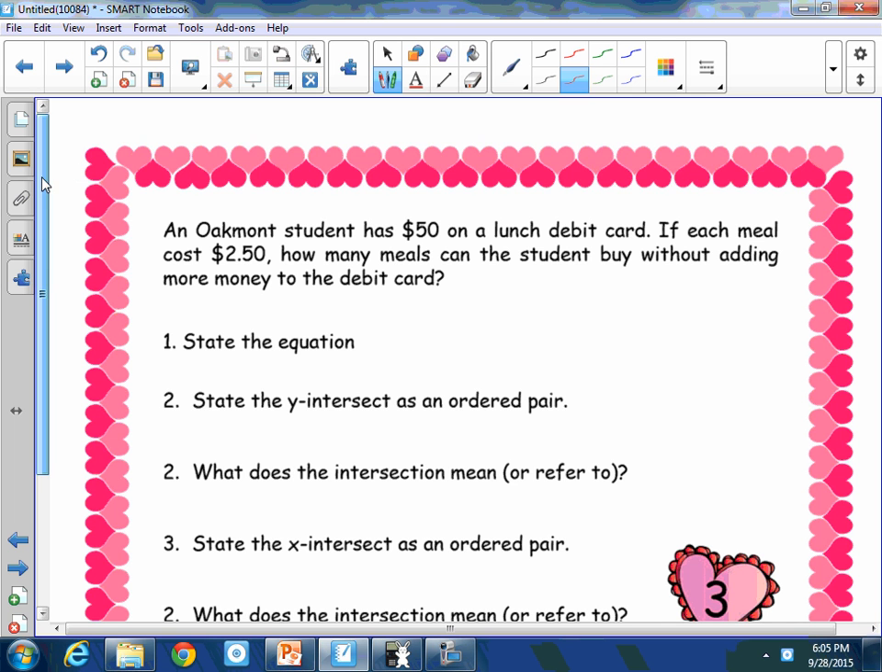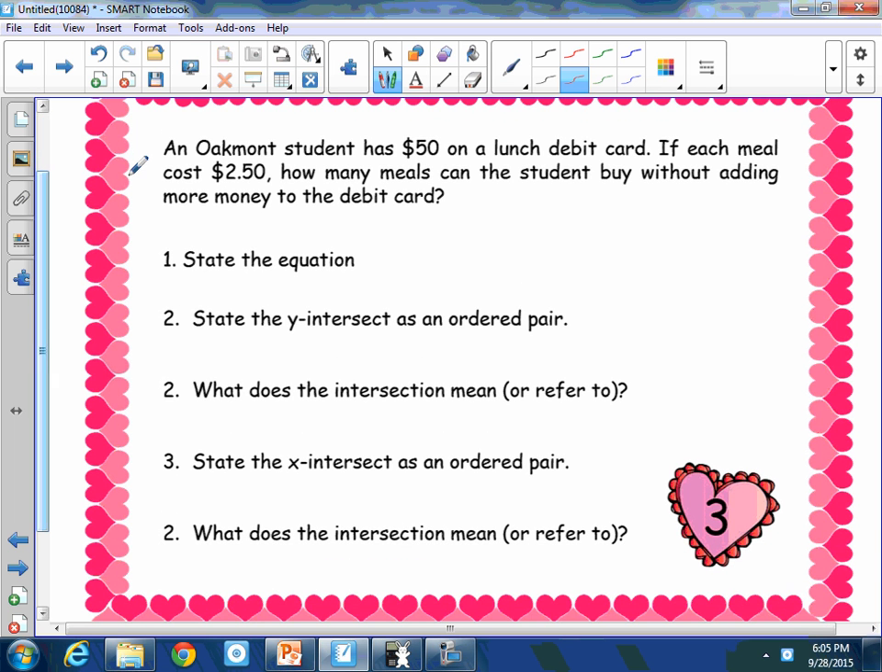Okay, an Oakman student has $50 on a lunch debit card. If each meal costs $2.50, how many meals can the student buy without adding more money to the debit card? We got to state the equation. Okay, so the equation would be: the debit card has 50, and you're taking away $2.50 every time you buy a meal. X is the number of meals. Y is how much money you got on your card.